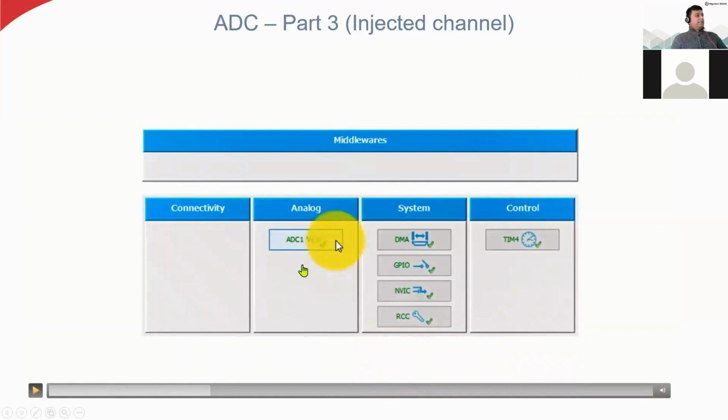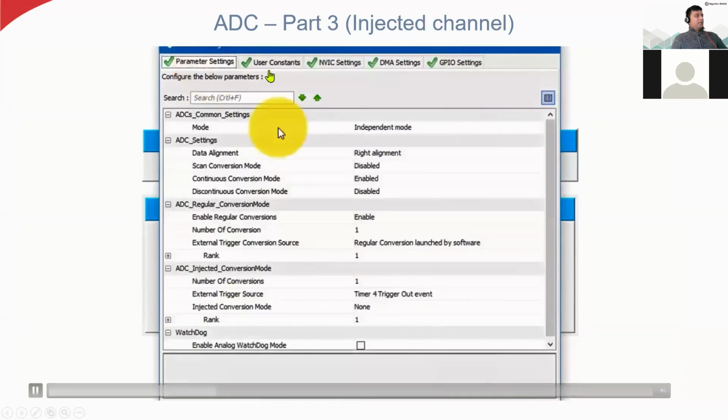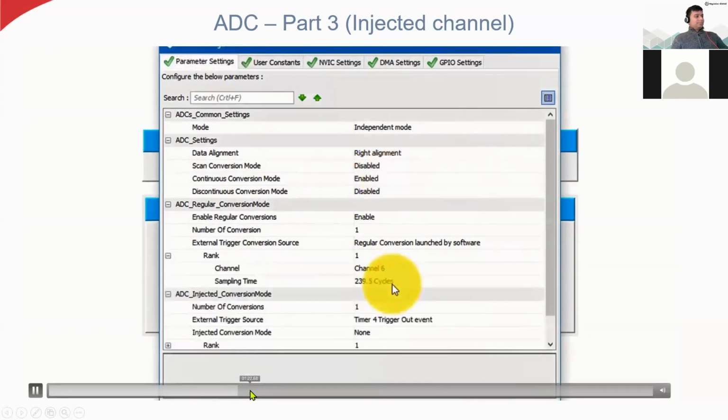So now I have finished the timer 4 configuration. Now I'm going to the ADC configuration. I click that, and then I have several tabs. In the parameter settings, I am enabling the continuous conversion mode. And then in the channels, I have two channels, 6 and 7. In channel 6, I am setting the sampling time to the maximum and the regular conversion is enabled.